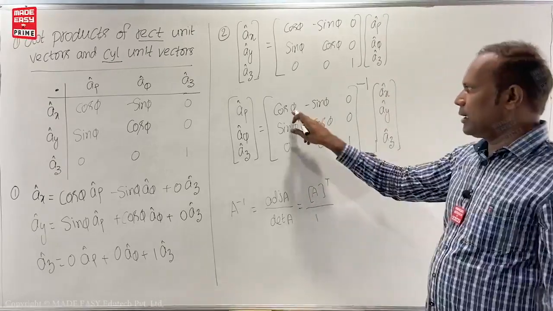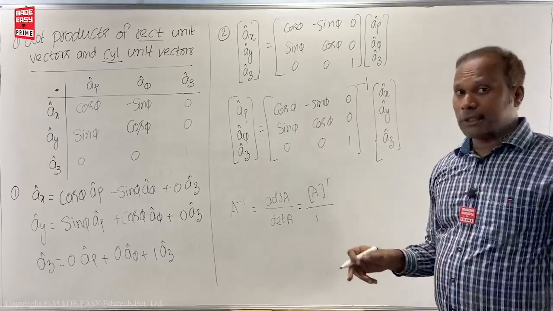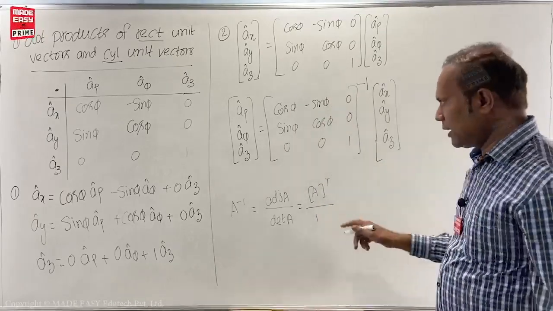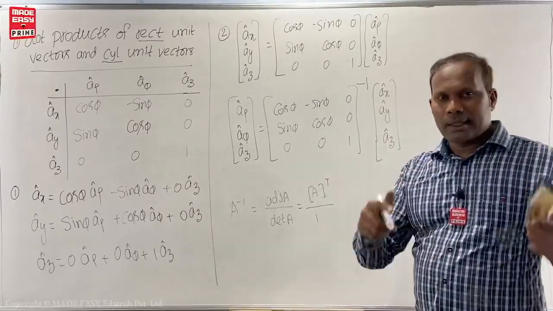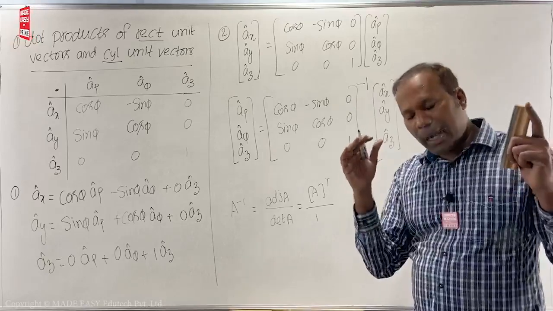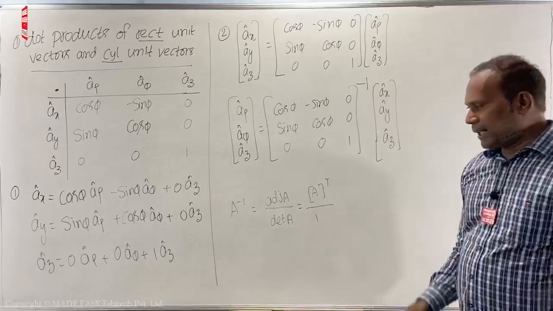Determinant, you can see here: cos pi into cos pi is cos square, minus of minus plus sin square. Cos square plus sin square is 1, because that is a unit vector matrix. So the unit vector matrix magnitude is always unity. Now that is A transpose.